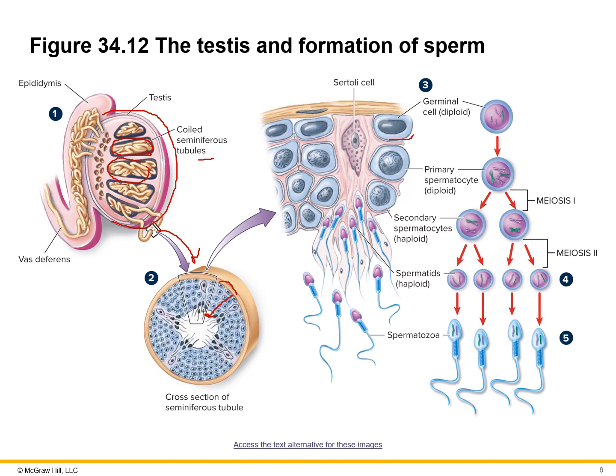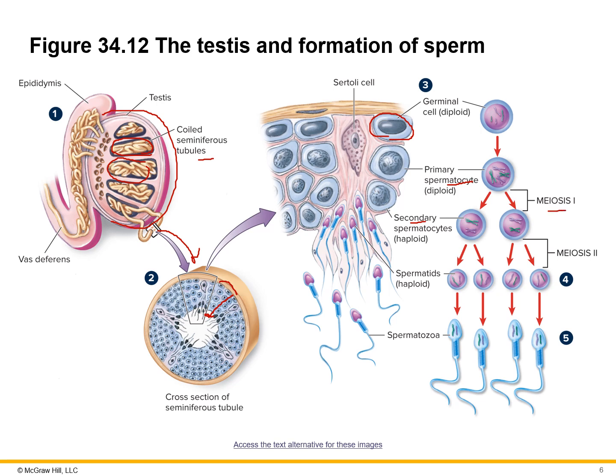So here's one of these germinal cells. They're diploid, meaning they have 2 of every chromosome, one from the mom, one from the dad. It starts developing, going through what's called meiosis 1, which is where we get a primary spermatocyte. That primary spermatocyte then goes through meiosis 1 and makes a secondary spermatocyte.